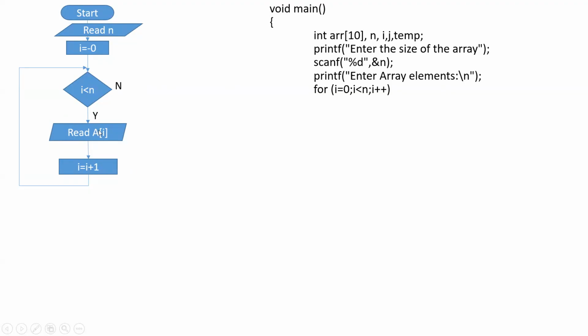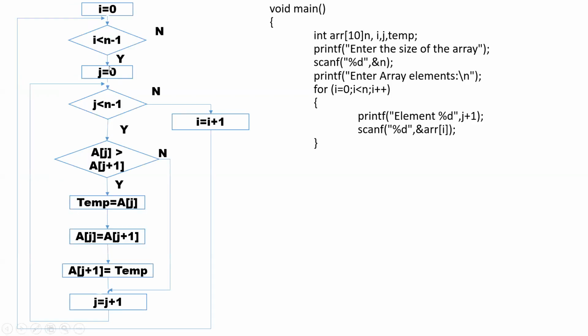So this is a loop. For i equal to 0, i less than n, i plus plus, open curly brace. Read the array element. So printf element i plus 1. Scanf %d ampersand ARR of i. So the only operation inside the loop is reading, so we can close the for loop. Now go to the sorting part. Sorting part, i equal to 0, then i less than n minus 1.